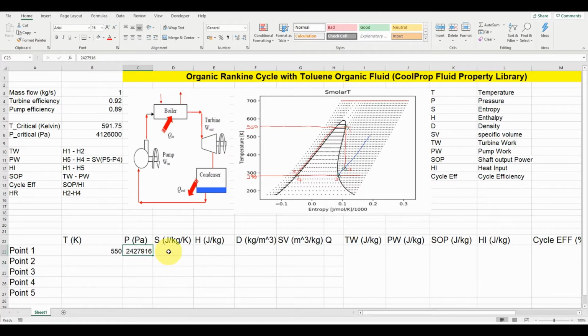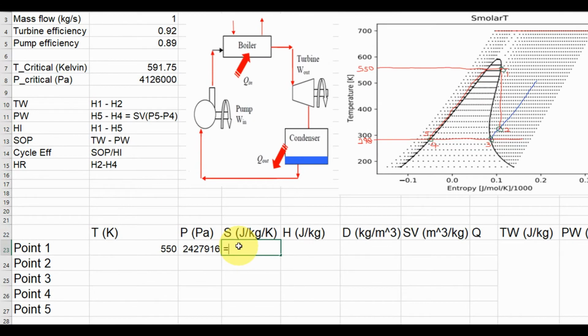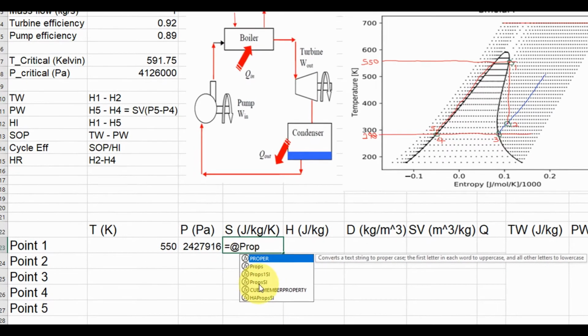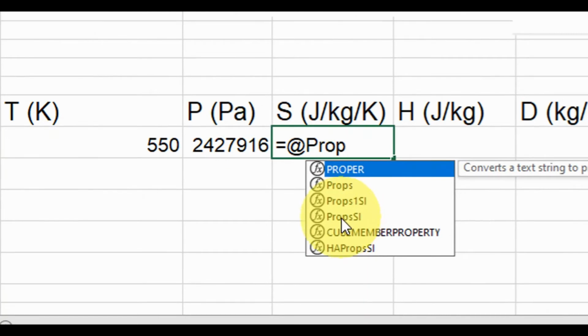Again, the fluid properties I've used here were obtained using the CoolProp fluid property library, and I have provided a link to my previous video on how to install CoolProp in Microsoft Excel below this video. So I will just go straight to obtain the entropy at point 1. We'll put the equal sign, and then we use the at, and then we type in PropsSI, and we use this one here that has PropsSI.